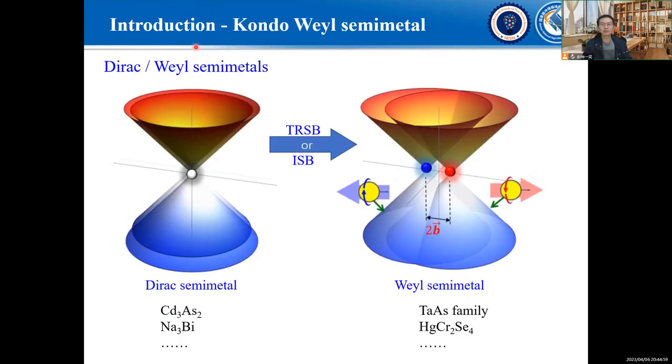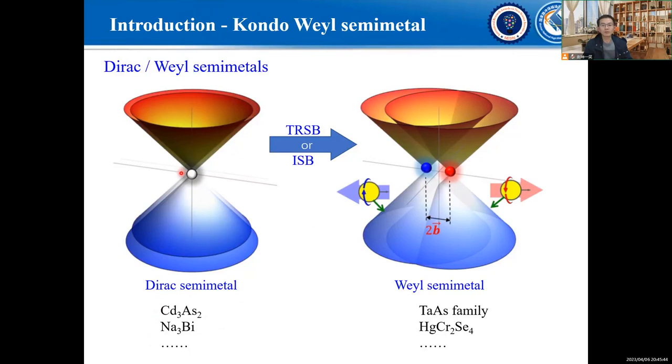The second part of the introduction is about the Kondo Weyl semimetal. First we need to know what a semimetal is, and what a Weyl semimetal is. We should start with the Dirac semimetal. The Dirac semimetal is a 3D version of graphene, which means it has a Dirac point in the bulk. Because the crossing lines are linear and it has a linear dispersion, they are presumed to be massless quasi-particles. These are called Dirac semimetals, and representative examples are cadmium arsenide and sodium bismuth.